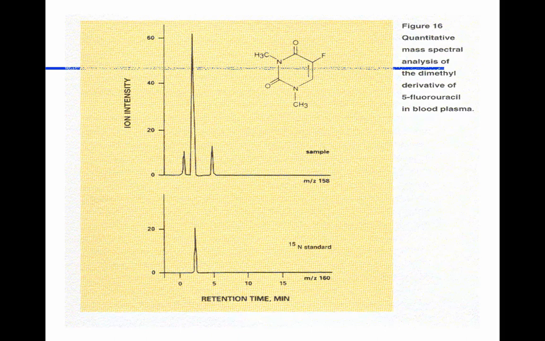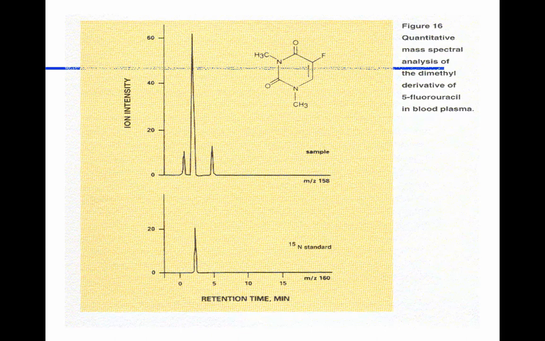This is our sample. We're monitoring our normal molecular weight. This compound has a molecular weight of 158. And so we've got our mass spectrometer. We see a peak here, a peak here, a peak here at mass 158. We put a little bit of this 5-fluorouracil in that has a nitrogen-15 in it. And so what we'll find is the mass of this, with a nitrogen-15, is bigger. The mass of this is 160.